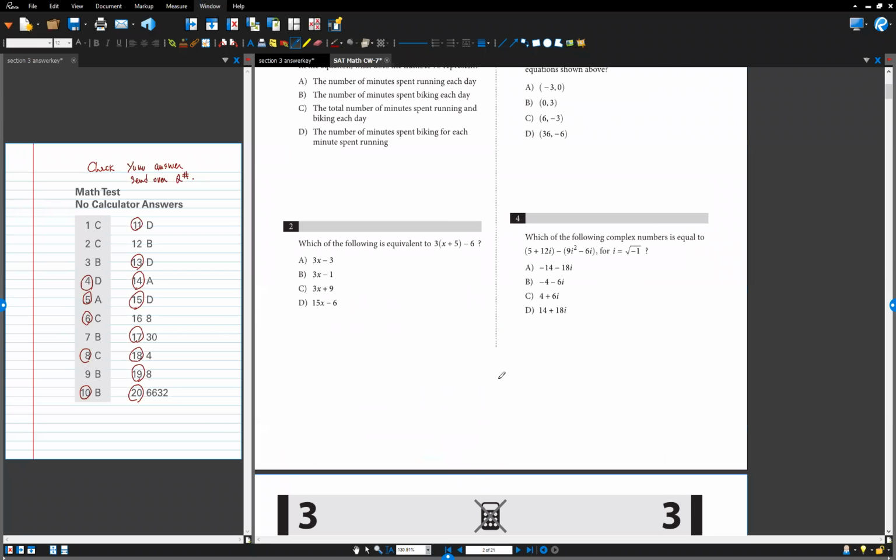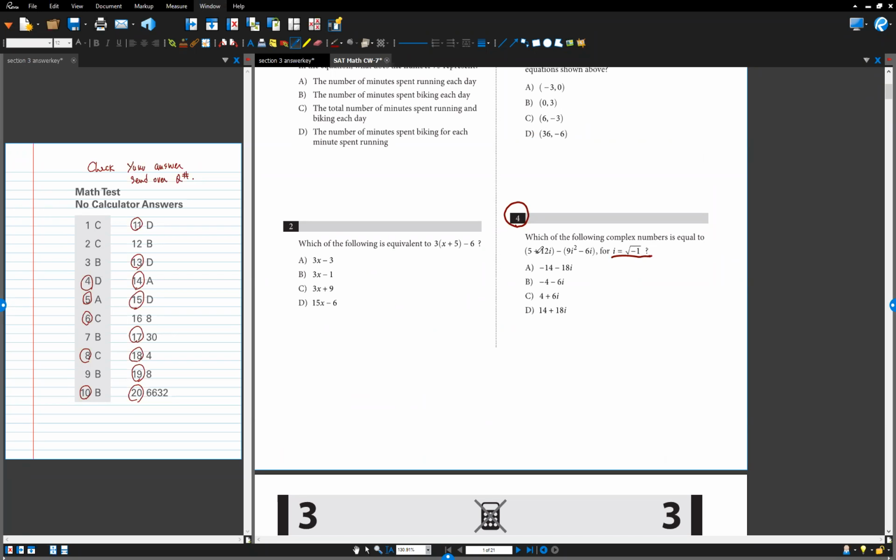Okay, we are at number 4. We have imaginary numbers. Now, they started to imagine numbers on the SAT a long time ago. So imaginary number i equals what? Square root of -1. That's the meaning.